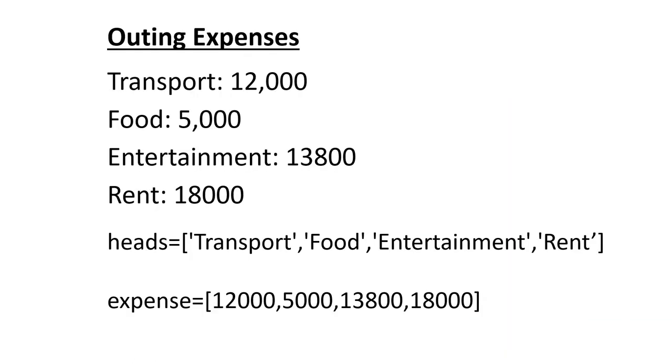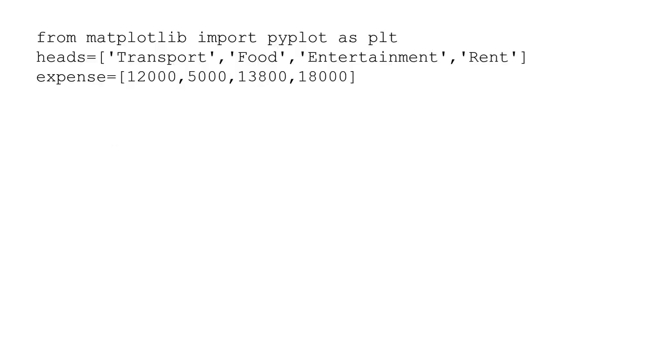Let us again take the same example of outing expenses. This data was earlier depicted as a line chart and then as a pie chart. Now we shall depict the same data as a bar chart by calling the bar function of pyplot module. Here is the complete code. After importing pyplot and defining the lists heads and expense, we call bar function with heads and expense as arguments. Then we show the graph and run the code, and here is the output.